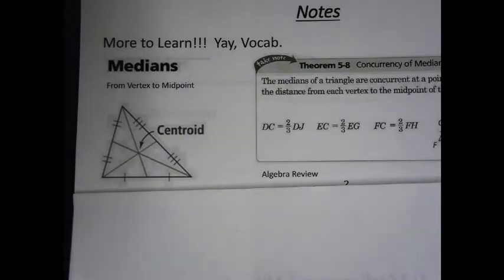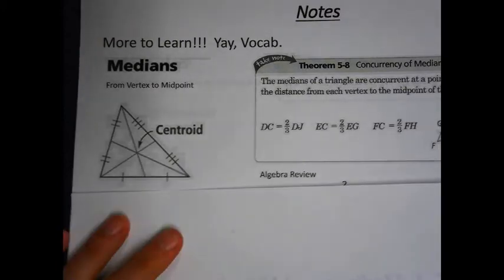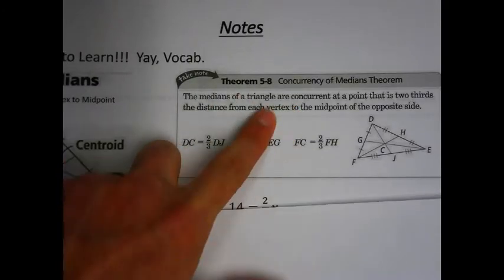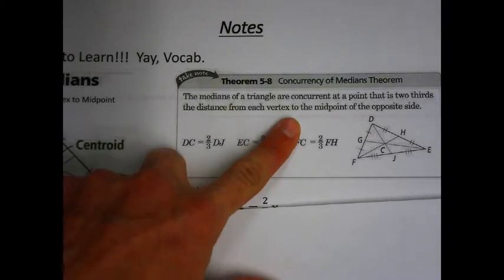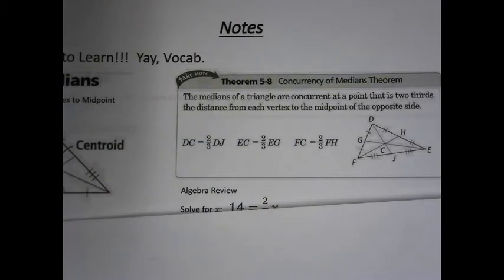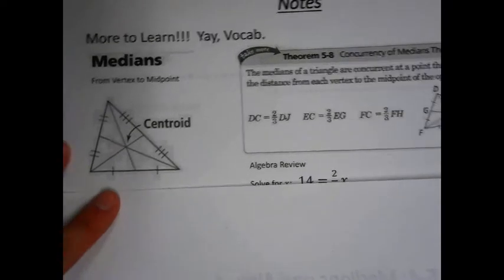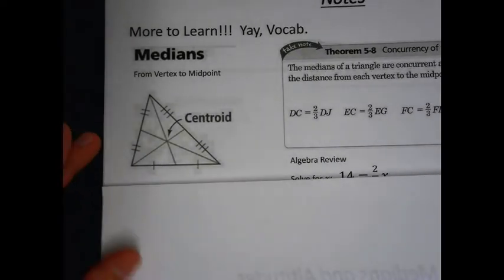There's more to learn. The first thing is medians. This is from the textbook: the medians of a triangle are concurrent at a point that is 2/3 the distance from each vertex and midpoint of the opposite side. What? So let's translate English into English and learn about what a median is.